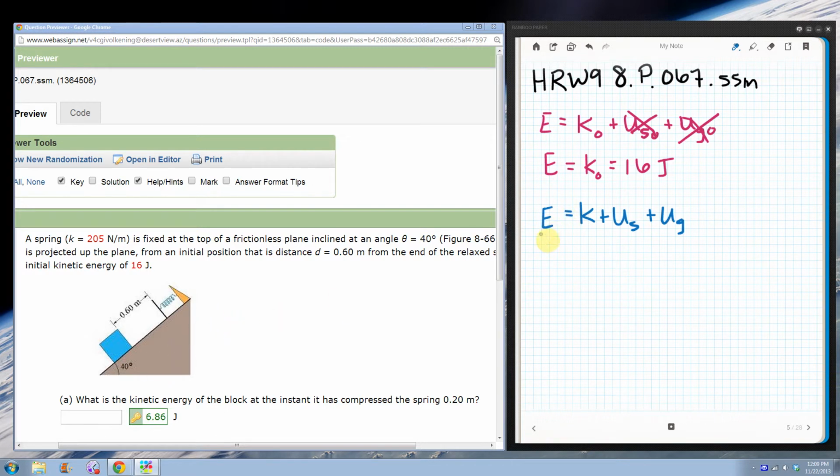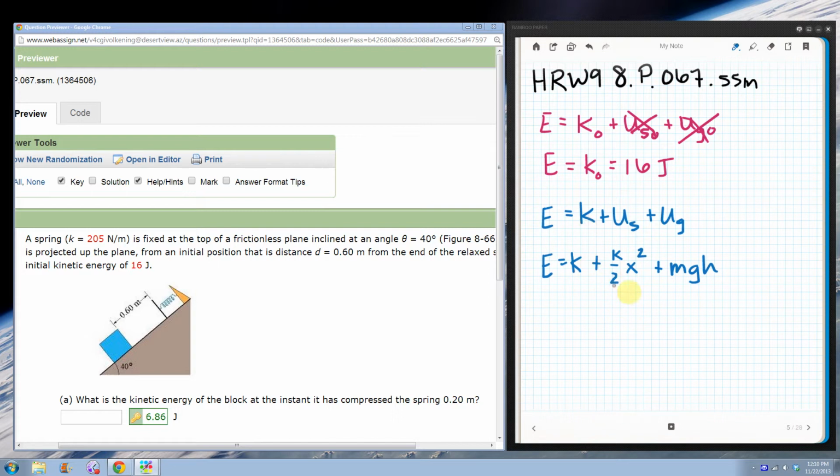I know E already. I know it's 16. But let's go and get the other ones. So, plus, well, the energy stored in a spring is 1/2 K, or K over 2, times the distance it's been compressed squared. Okay? Its gravitational potential energy is going to be mgh, where h is the height it has gained since it started.